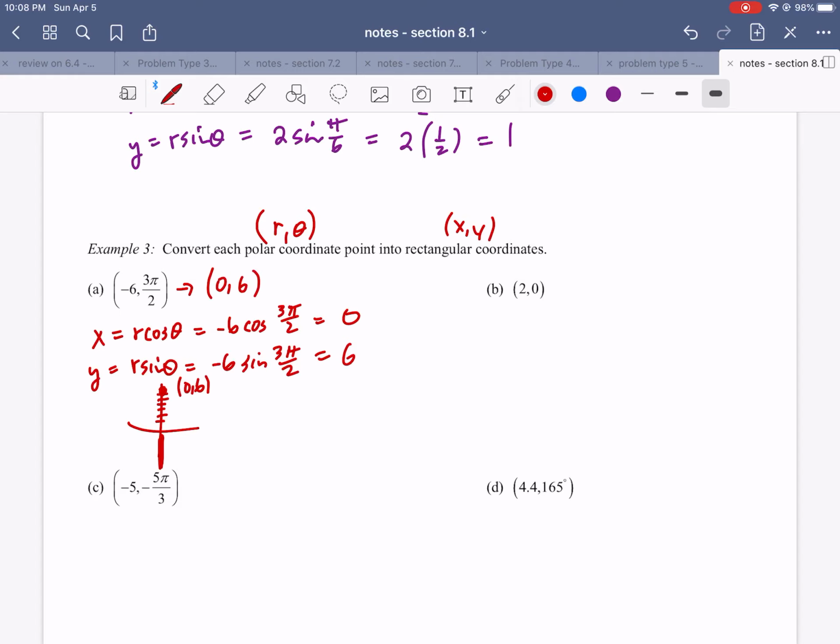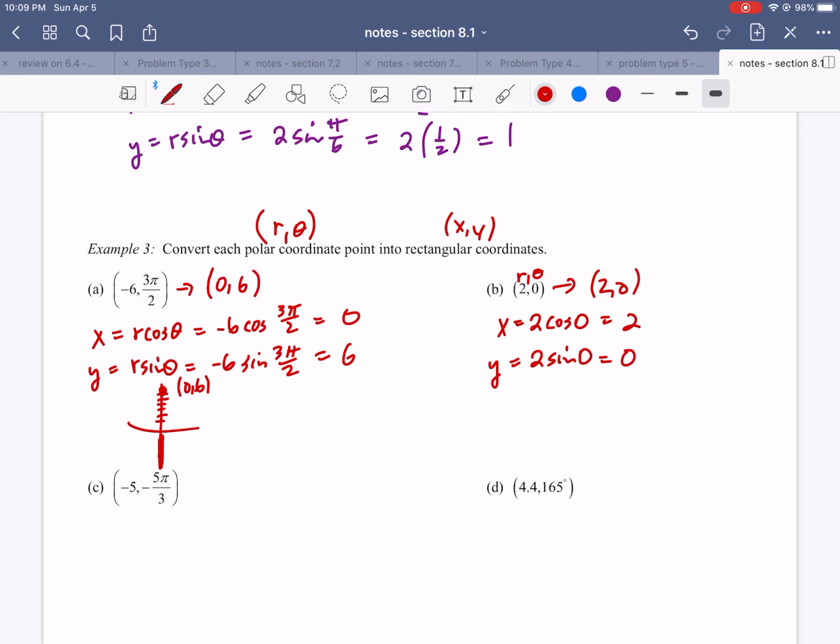The same is probably true on letter B. Be careful because this looks like a rectangular coordinate already. But remember, this is an r and a theta. And so if I were to use the formulas, x is going to equal r cosine of theta, which is going to equal 2, since cosine of 0 is equal to 1. And then y is equal to r times the sine of theta. Sine of 0 is 0, so this ends up being 0. And so this is one of those interesting cases where the polar coordinate and the rectangular coordinate are exactly the same.